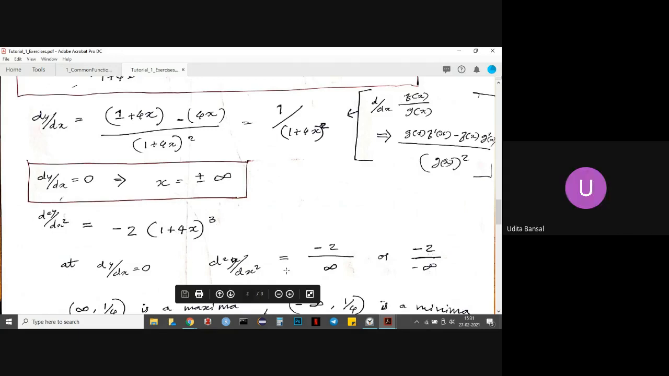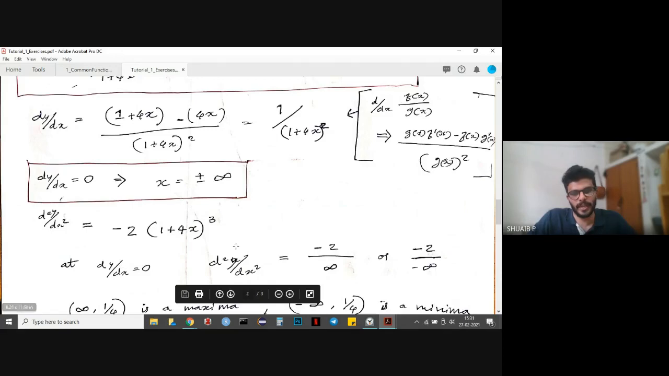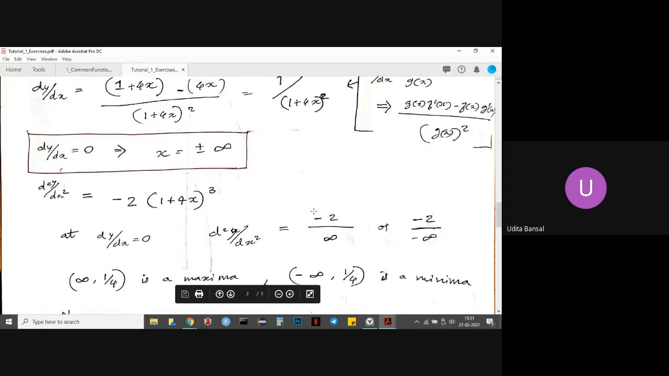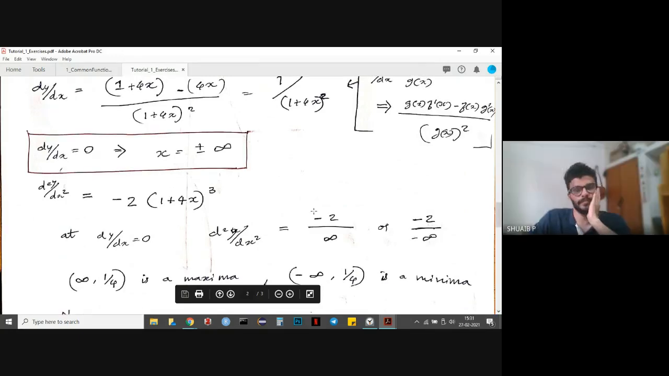Thanks. So then when we substitute x infinity and minus infinity, it will become minus 2 by infinity, minus 2 by minus infinity. Can you potentially send us these solutions for reference? Yeah, I can either share it through Canvas. Okay. Thank you.